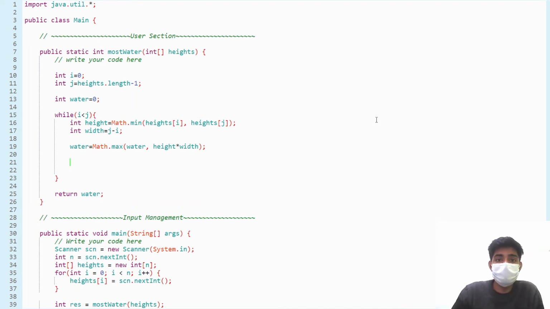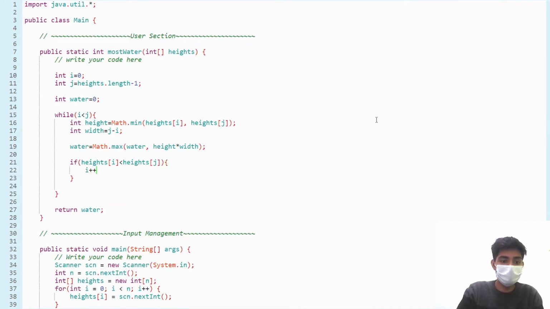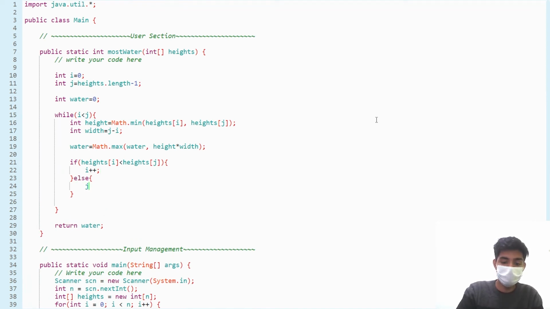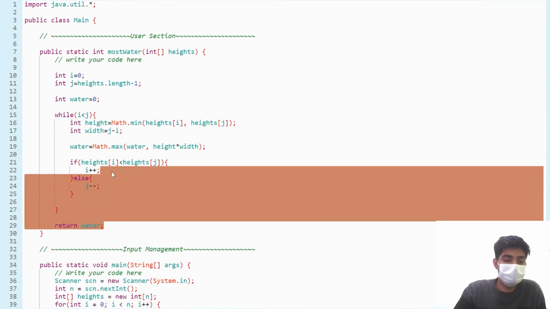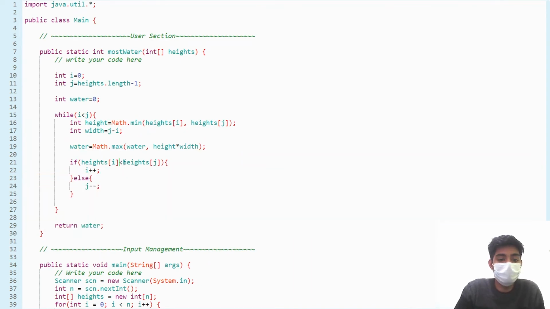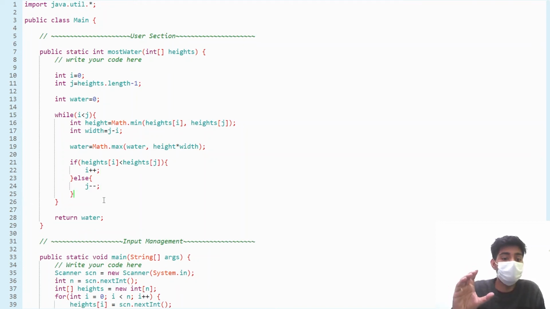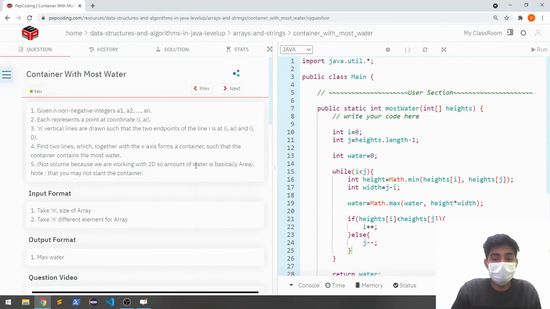Now the only thing left is I have to either increment my i or decrement my j, but it is dependent on the height, right? So if height of i is less than heights of j, then there is a chance that if I increase my i I will get more water, right? Else, if heights of i is equal to heights of j, or if heights of j is smaller than heights of i, then I will decrement my j. So I'm only making the change when my height is smaller.